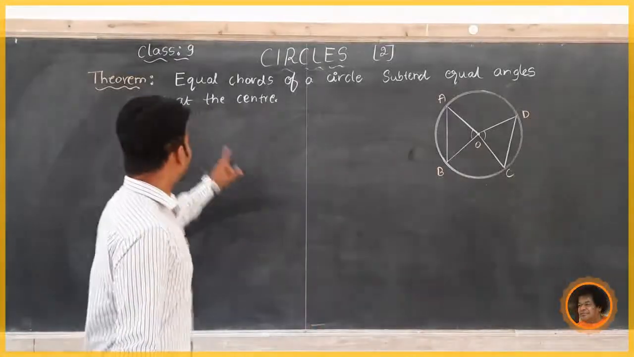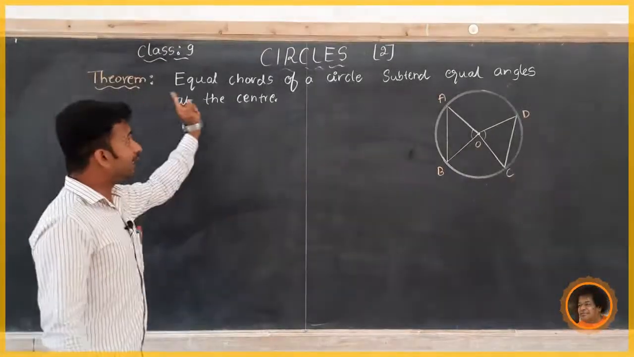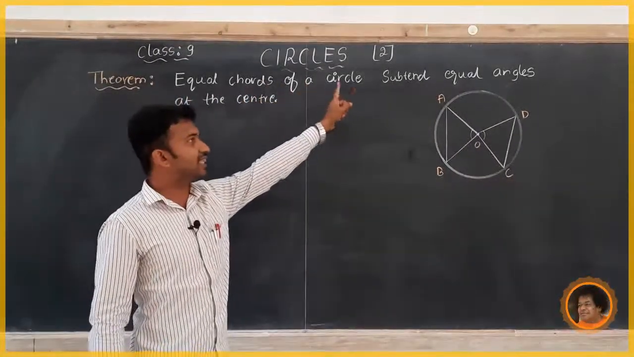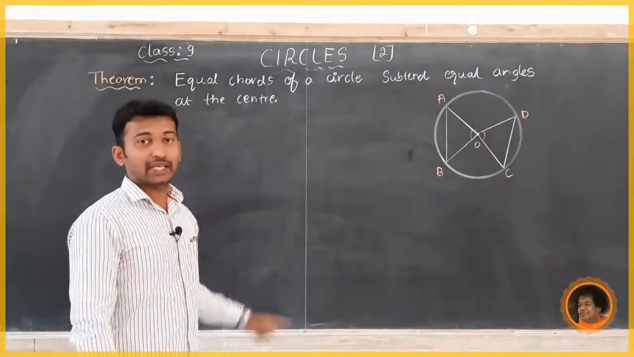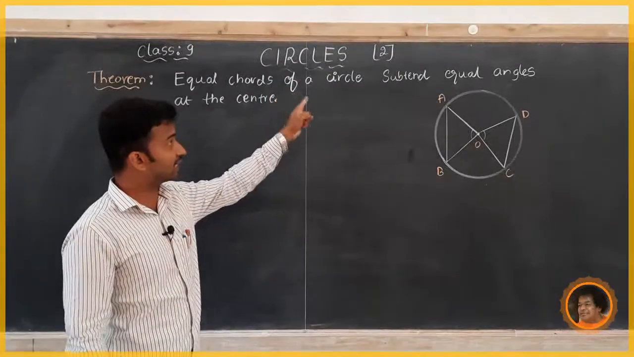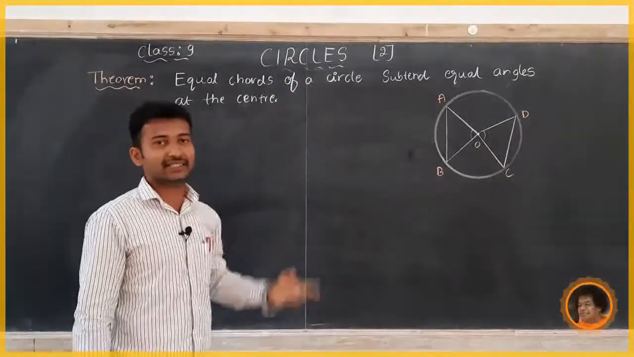Now the theorem: equal chords of a circle subtend equal angles at the center.